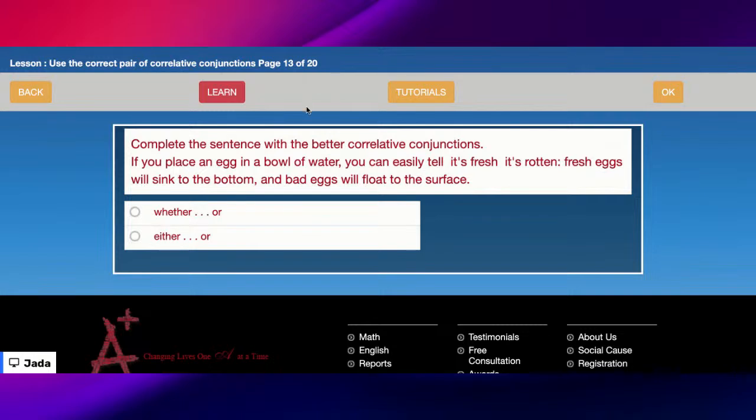If you place an egg in a bowl of water, you can easily tell dash it's fresh, dash it's rotten. Fresh eggs will sink to the bottom and then bad eggs will float to the surface. So now, is it either it's fresh or it's rotten, or whether it's fresh or it's rotten? What should be the most suitable answer here? What do you guys think?